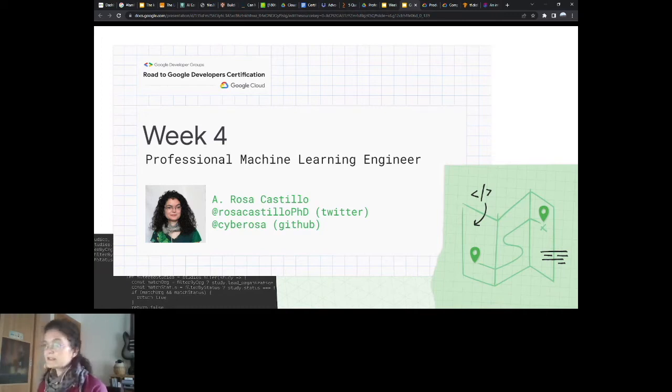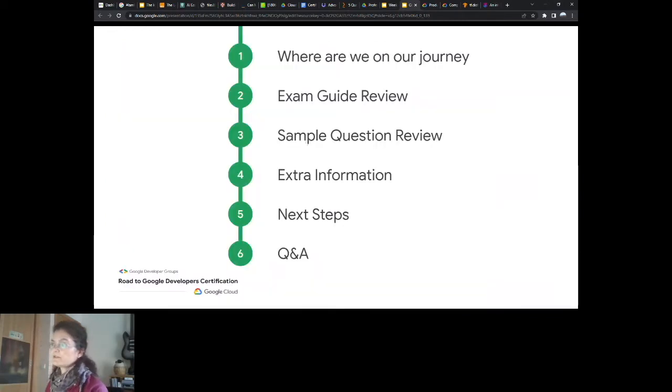Cool. Next is what are we going to cover today? We are going to explain this journey, a little bit of the road to Google Developers Certification, where we are right now with this content. I will also introduce some concepts of the theory connected with the exam that you're supposed to do. And we will review together some sample questions. And finally, we will share some extra information, next steps for you to do. And that basically means homework. And there will be Q&A.